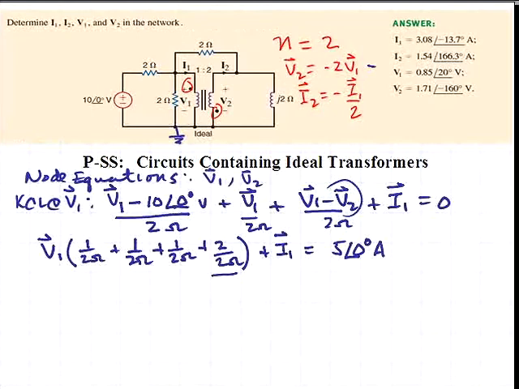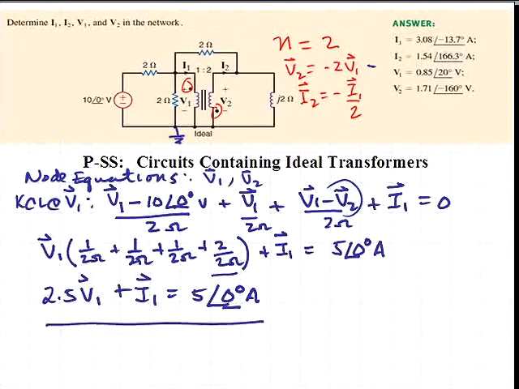Now we can compact this a bit more, combining some of the terms multiplying V1 and obtain 2.5 V1 plus I1 is equal to 5 at an angle of 0 degrees amperes. Now we'll proceed to write a nodal equation at the node voltage V2. Here we'll sum the currents at the node V2.